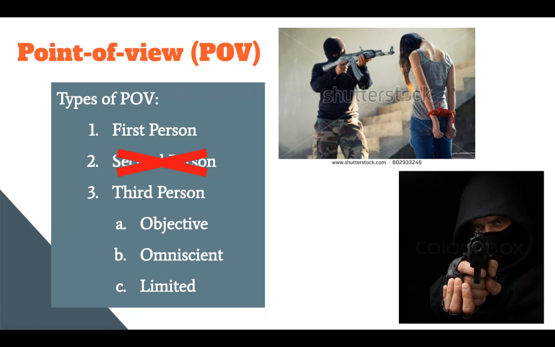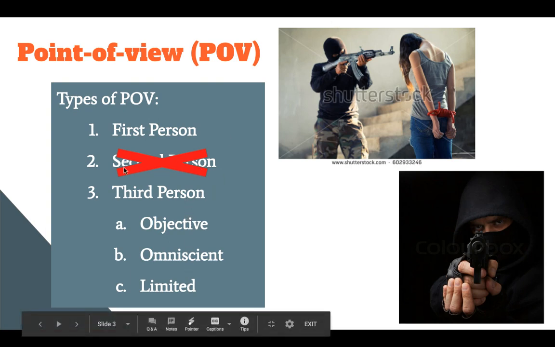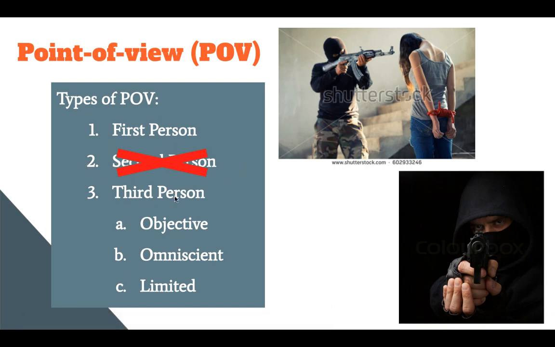Okay, so point of view. Here's just some brief review from last lesson. We talked about how the 4 main types of point of views in literature and stories is first person and then the 3 types of third persons. We don't really see second person very often, so we're not going to talk about it. We have third person objective, third person omniscient, and third person limited.